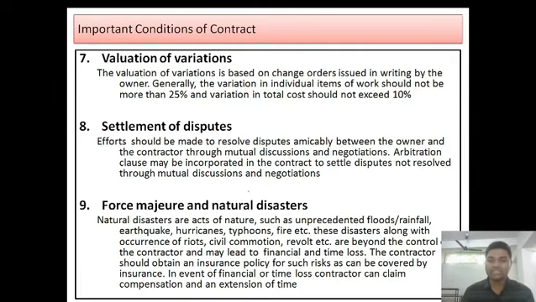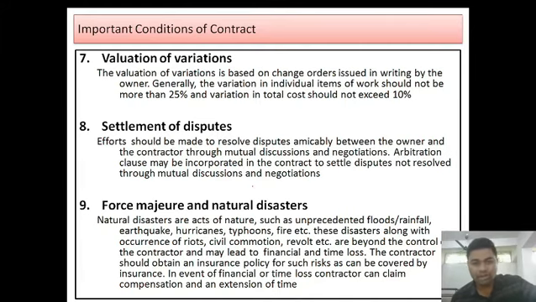Generally, the variations in individual items of work should not be more than 25%, and variation in total cost should not exceed 10%, because in this scenario either the owner will be at a loss or sometimes the contractor will be at a loss. So, generally the variation in the individual items of work should not be more than 25%, or total variation should not exceed 10%.